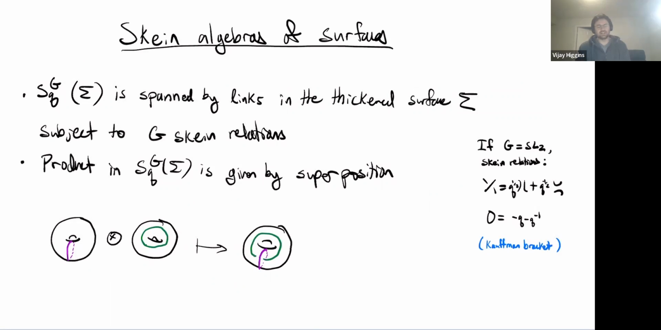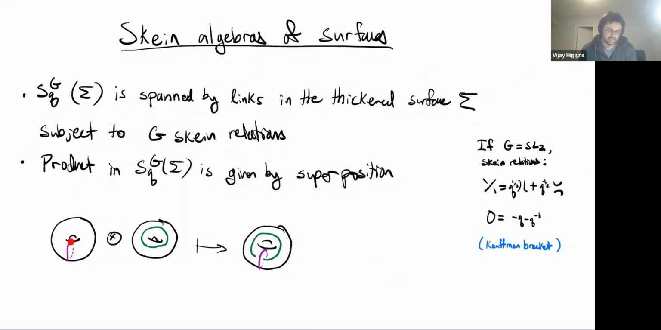So I'd like to give the definition of skein algebras of surfaces. Let sigma be a compact oriented smooth surface and consider linear combinations of links in the thickened surface. And we will impose some skein relations on those links coming from a quantum group G. And the product for the skein algebra will be defined by superposition.